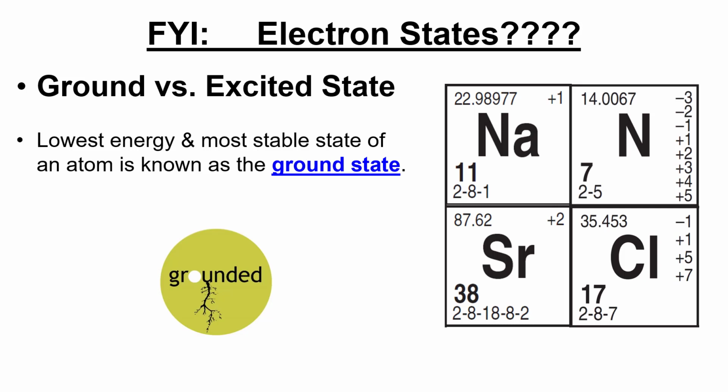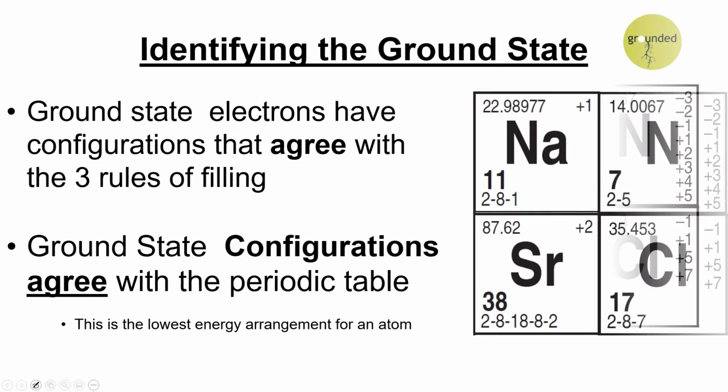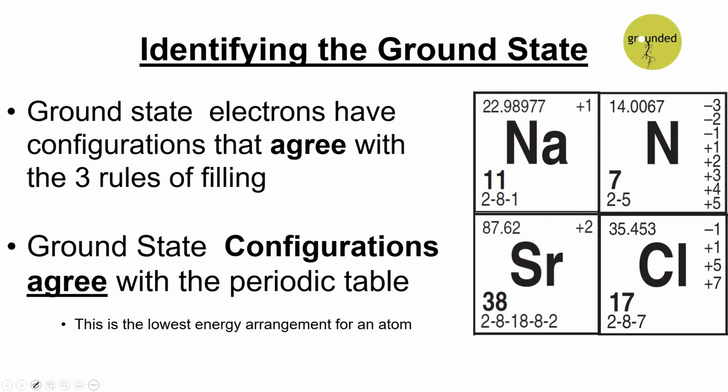Before we get to the particulars of that, we've got to talk about the ground versus excited state of an atom. Now, you may remember from a previous video that the ground state is essentially the lowest energy state and most stable state of any atom, and it has to do with the electrons and where exactly they are located. Remember, to identify the ground state of an electron configuration, your atom would have had to have distributed electrons that agree with the 3 rules of filling, and that is the Aufbau principle, the Hund rule, and the Pauli exclusion principle.